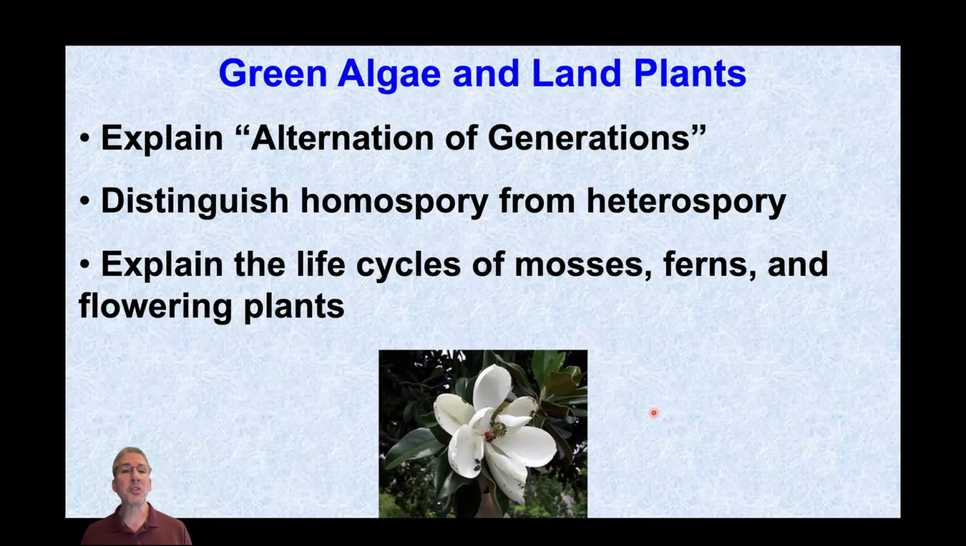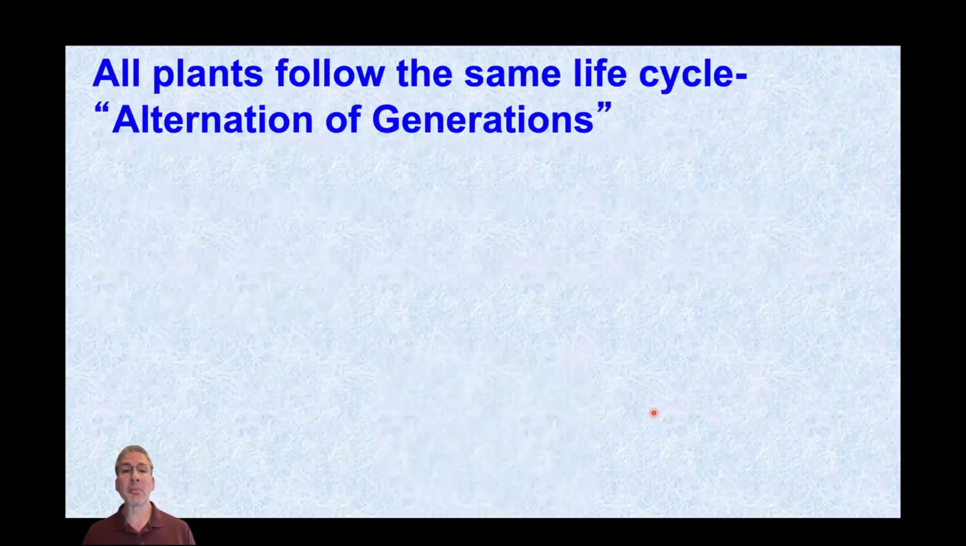After watching this video, you should be able to explain the alternation of generations. This is the basic life cycle common to all land plants. You should also be able to distinguish homospory from heterospory, and also you should be able to explain the life cycles of mosses, ferns, and flowering plants.